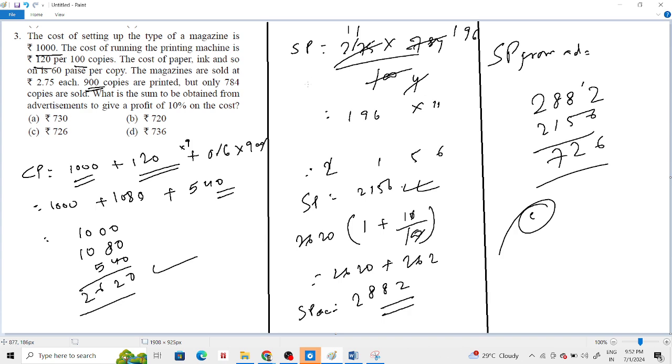Now it is given that only 784 are sold. So what is going to be the SP? The magazines are sold at 2.75. How many copies are sold? 784. So 2.75 into 784, that is going to give me 2156.